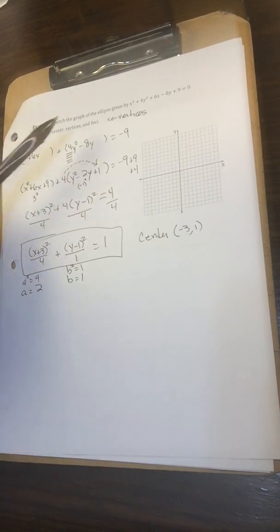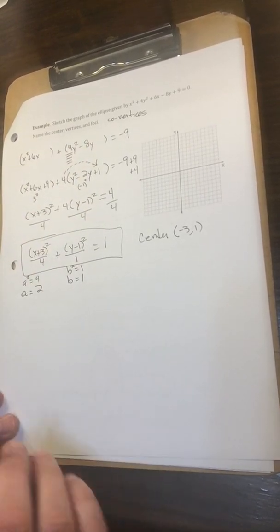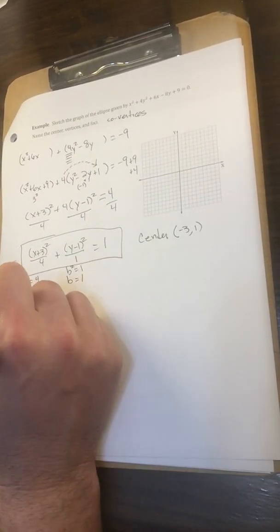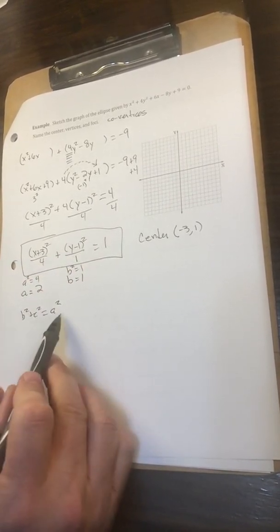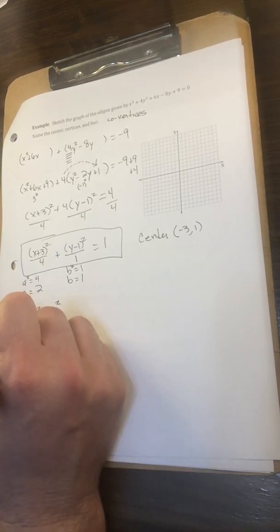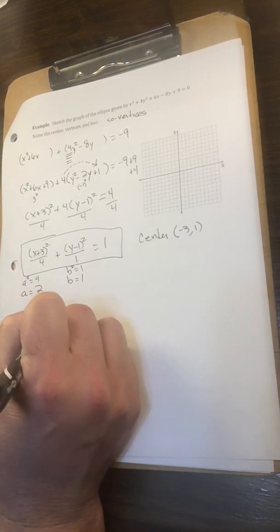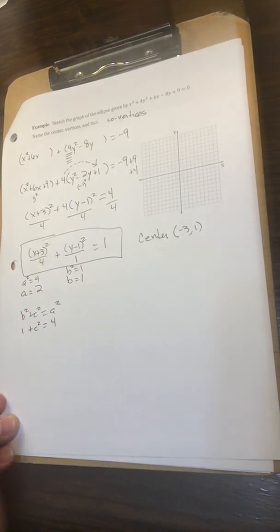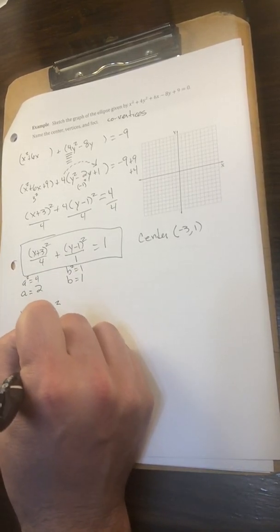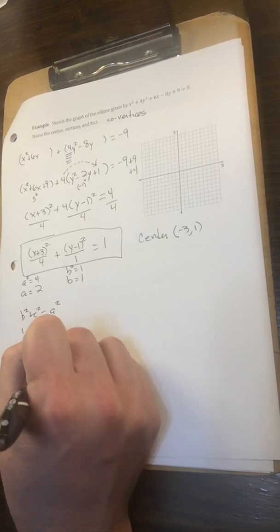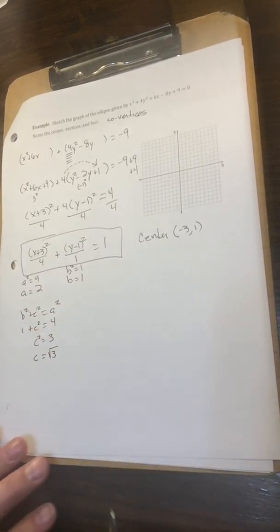I do have to find the foci, so I'm going to need c as well, so I might as well just get that out of the way right now. B squared plus c squared is equal to a squared is the Pythagorean idea for an ellipse. So 1 plus c squared is equal to 4. That's a squared and b squared, right? That's what just happened right there. So c squared ends up being equal to 3, and c is the square root of 3.